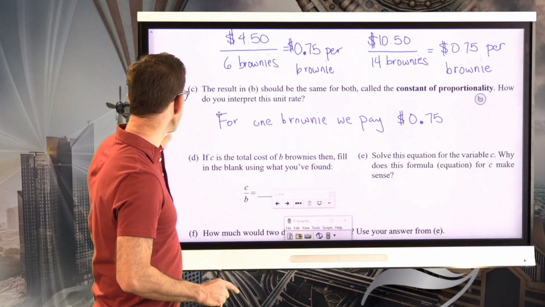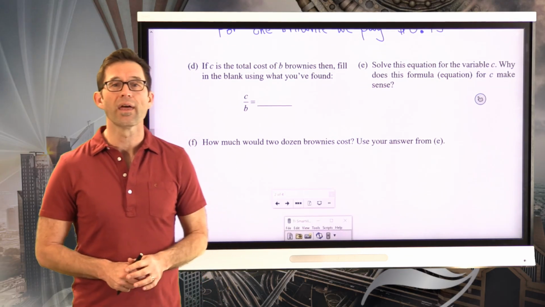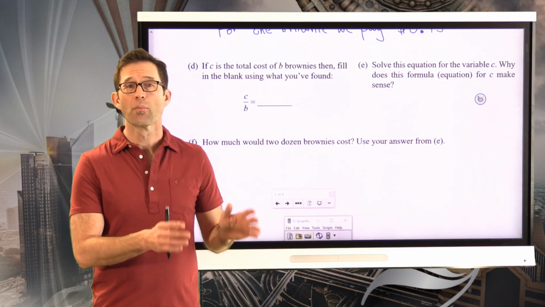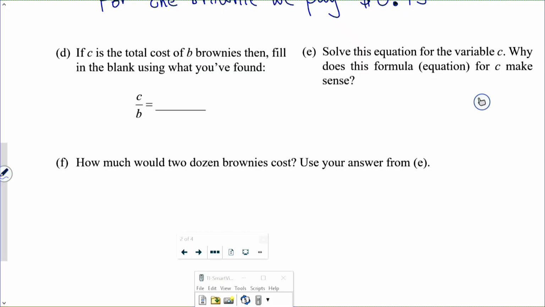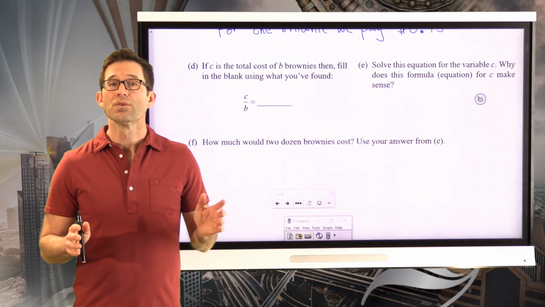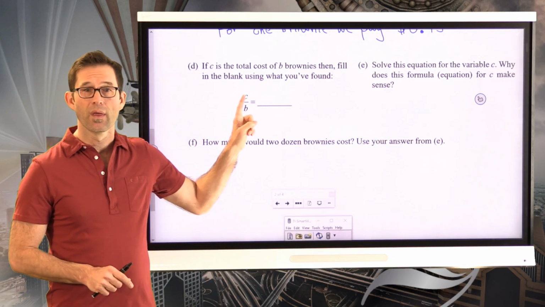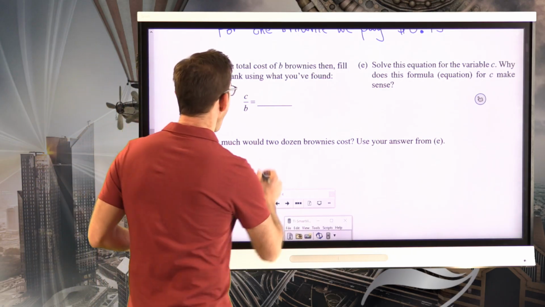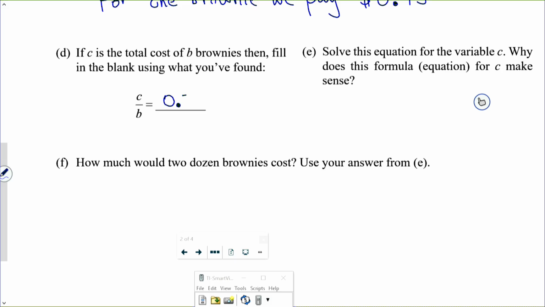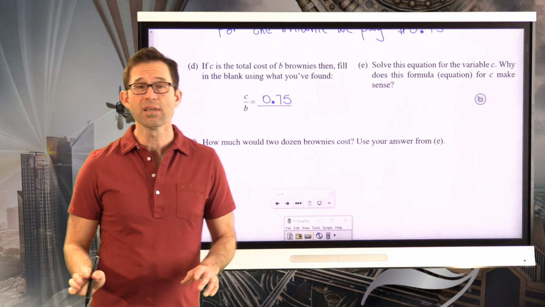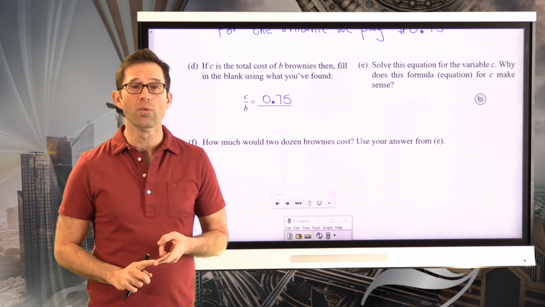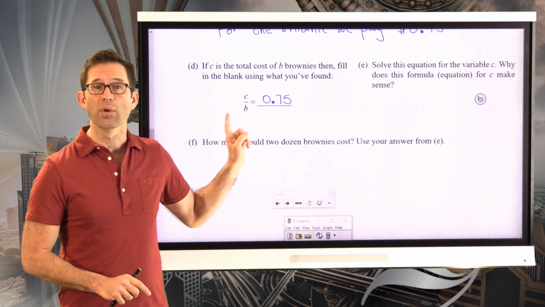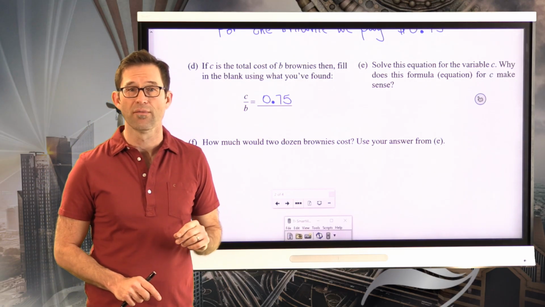Now, let's get into really what the topic for today is, which is how we relate the cost to the number of brownies. If C is the total cost of B brownies, then fill in the blank using what you've found. Because the cost and the number of brownies are proportional, C divided by B has to be equal to 0.75. No matter what value of C and B we use, if we divide the cost by the number of brownies, we're going to get 0.75.